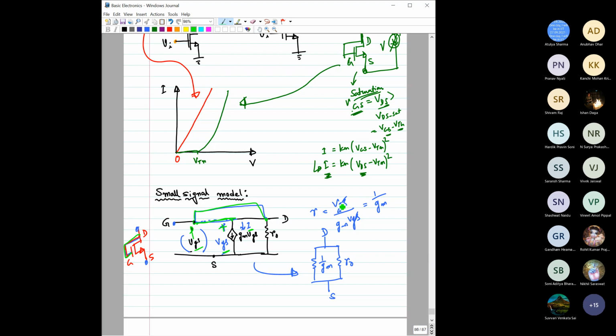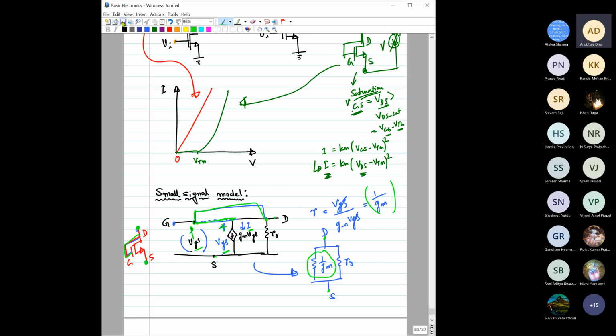So what will be the equivalent resistance? The equivalent resistance is VGS by gm VGS, which is equal to 1 by gm. So this total thing can be replaced by a resistance with the value of 1 by gm. And you already have a resistance due to the channel length modulation, this is r0. This would be in parallel with this 1 by gm resistance, between the drain and source terminals of this MOSFET. Is it clear now?